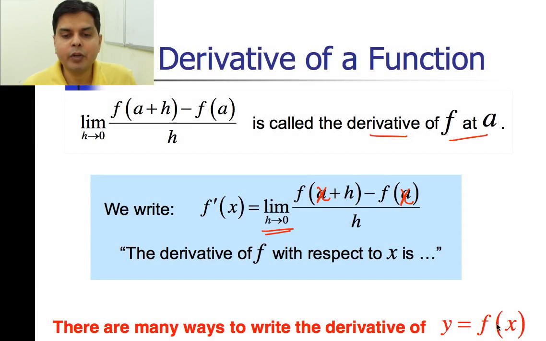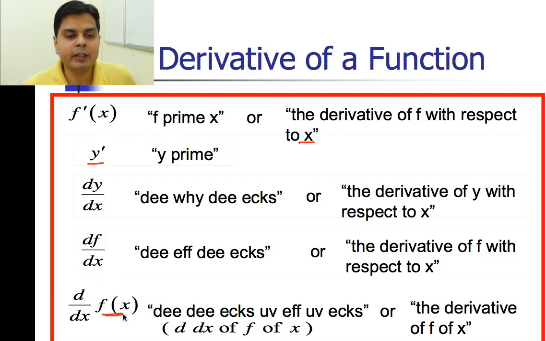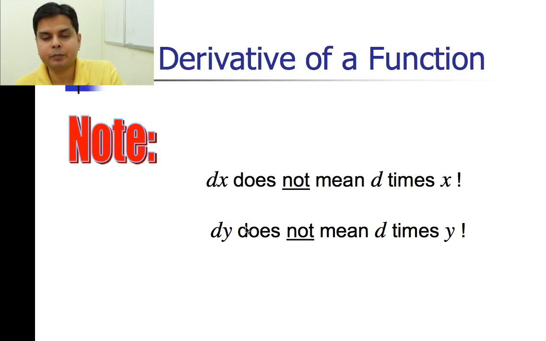There are many ways to write the derivative of y is equal to f(x). Like we can write it as f prime x, this is read as f prime x, or the derivative of f with respect to x, or we can also write it as y prime, or we write it as dy by dx, the derivative of y with respect to x, or we write it as df by dx, or we sometimes write it as d by dx f(x), the derivative of f of x.